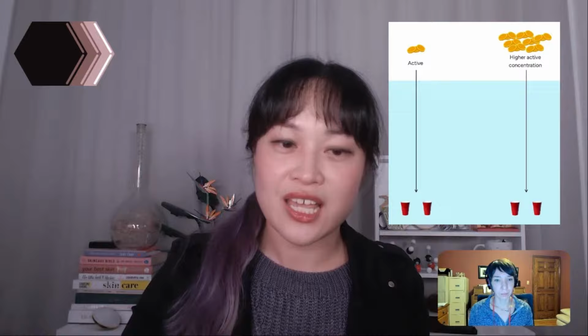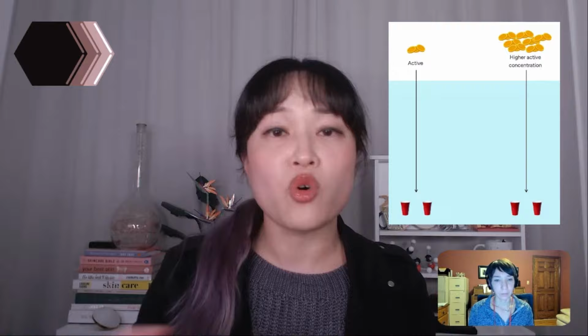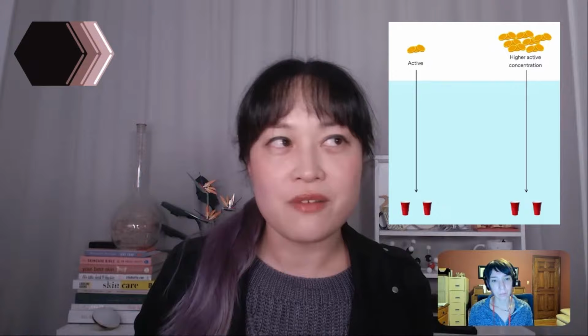One analogy is, imagine you have an active ingredient, it's like coins, and you're dropping them into a pool of water and trying to get them into cups at the bottom. So if you have a higher concentration, that means you have more coins that you're dropping at the target. So that means the coins are more likely to get into those cups, which are our target in this analogy. And this is called the law of mass action.